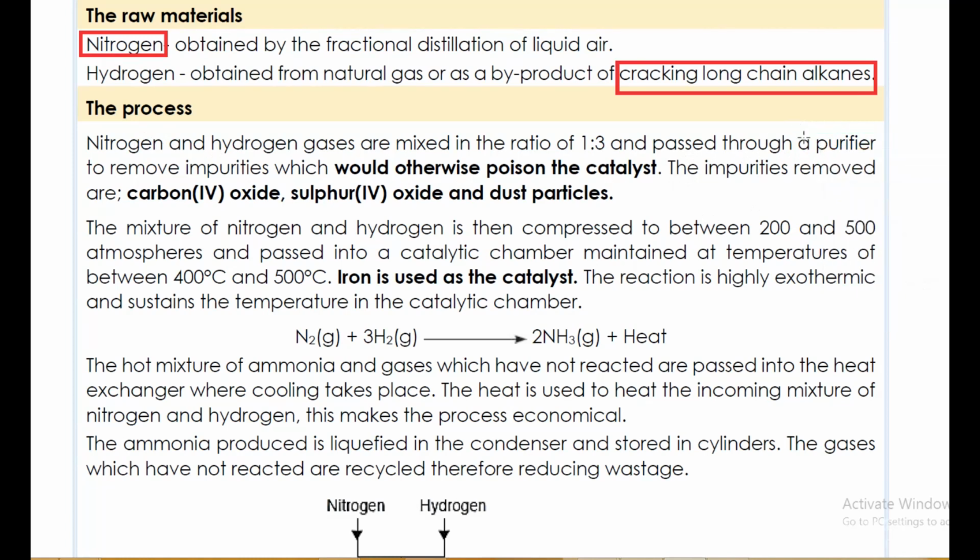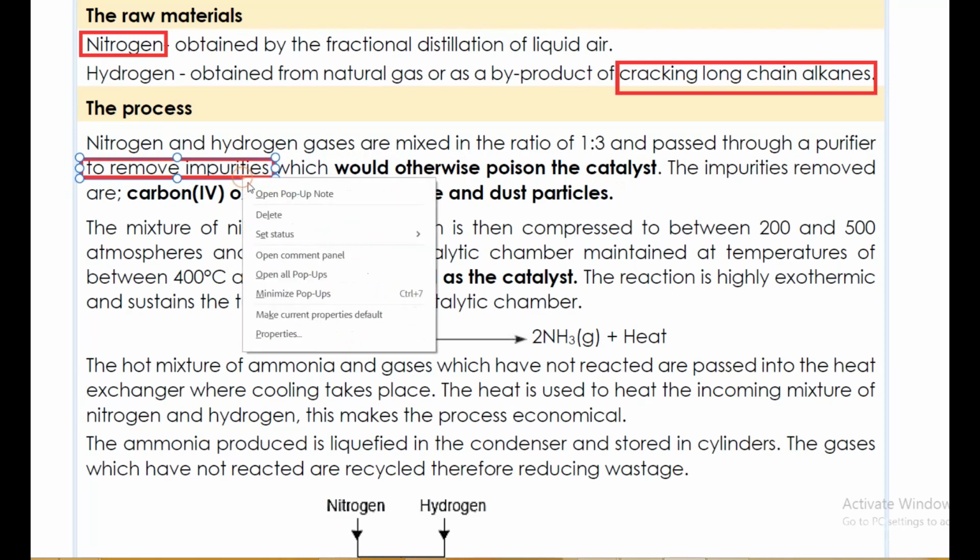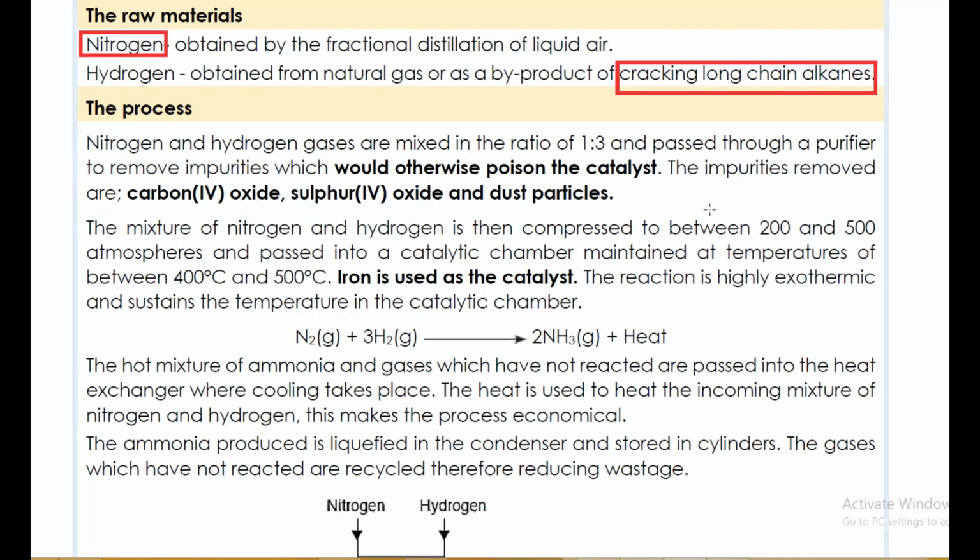The work of the purifier is to purify. To purify means to remove impurities. What is the effect of impurities in this process? If these impurities are not removed, they are going to poison the catalyst. So the impurities are removed in the purifier to ensure that the catalyst is not poisoned.